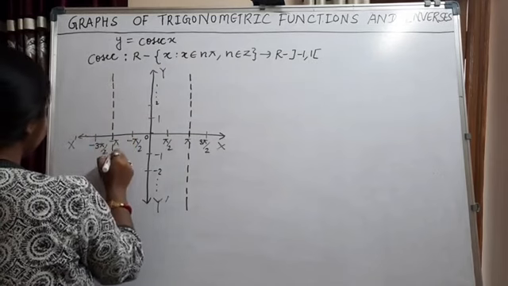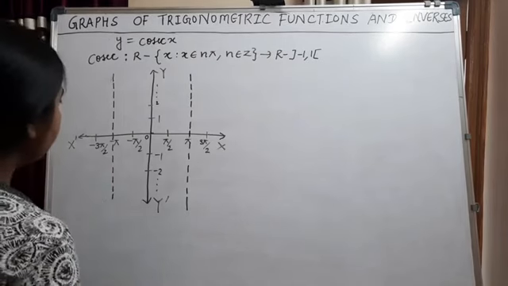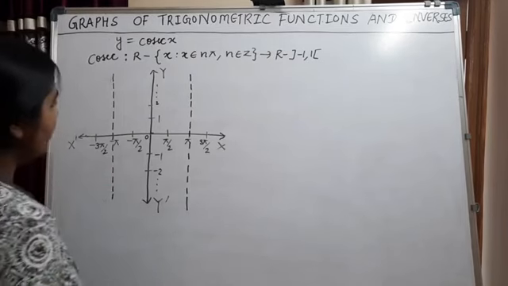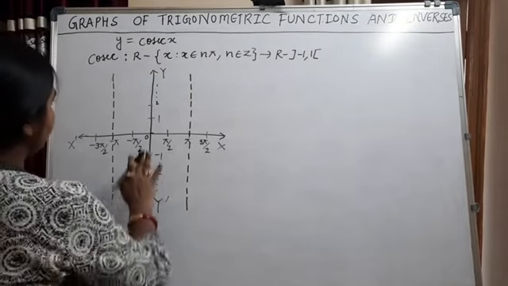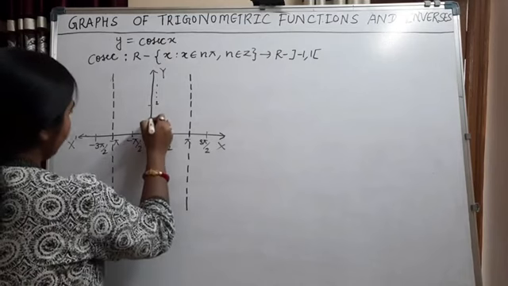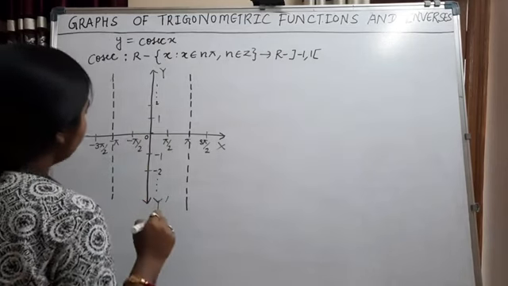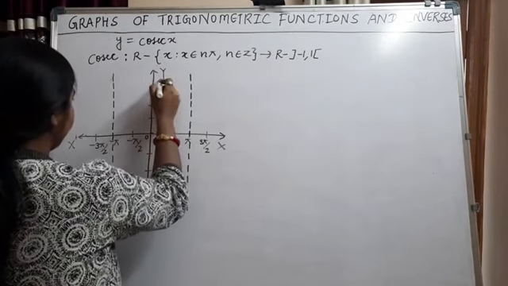If we use graph paper, it will be easier for us to make the graph. So one by one we will apply the points here. We know that cosec 0 is infinity, and we'll start with that. So it will be like that.